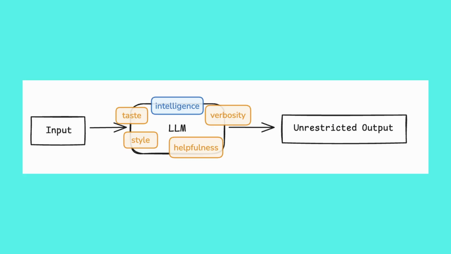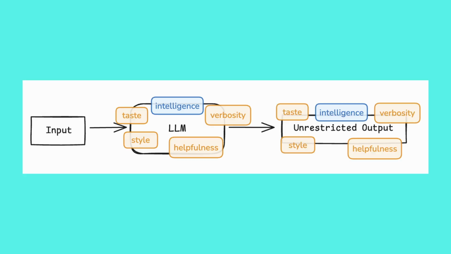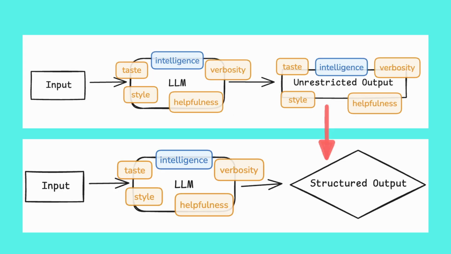Without enforced structures, output is massively dependent on how each model is trained: the style, taste, verbosity, helpfulness, etc. However, by forcing model output into a structure, you strip away the style and other quirks, and what's left is raw intelligence, which is largely what we want and what we need for performing a specialized task.